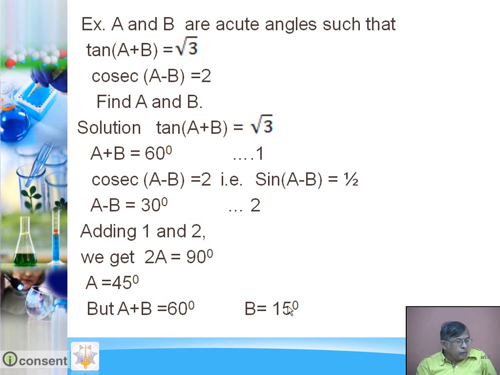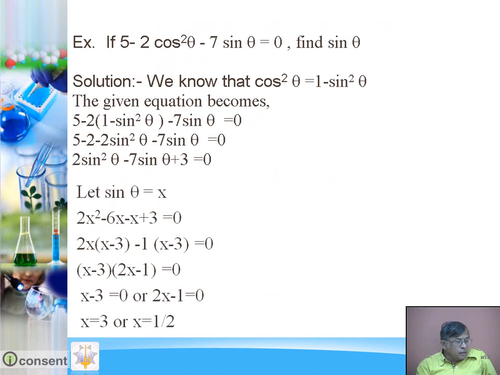Find sin theta. Solution: we know that cos square theta is equal to 1 minus sin square theta. The given equation becomes 5 minus 2 into bracket 1 minus sin square theta minus 7 sin theta equal to 0. And we got the quadratic equation 2 sin square theta minus 7 sin theta plus 3 equal to 0.